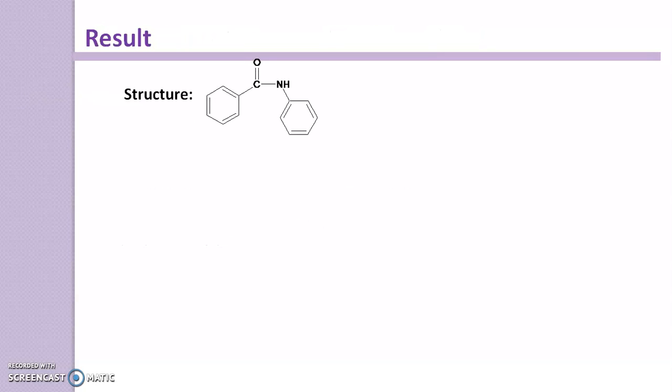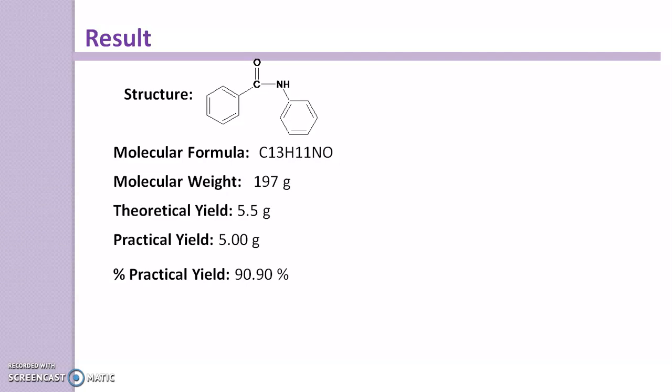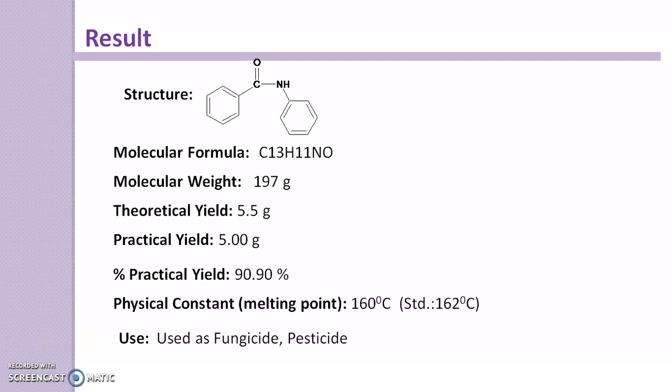After completion of this calculation, you have to write down the result in the form of, first of all, the structure of your product, then its molecular formula, molecular weight, theoretical yield, practical yield, percent practical yield, and its physical constant, that is melting point. Suppose it comes to 160 degree centigrade, but the standard is 162 degree centigrade. It is used as a fungicide as well as a pesticide.